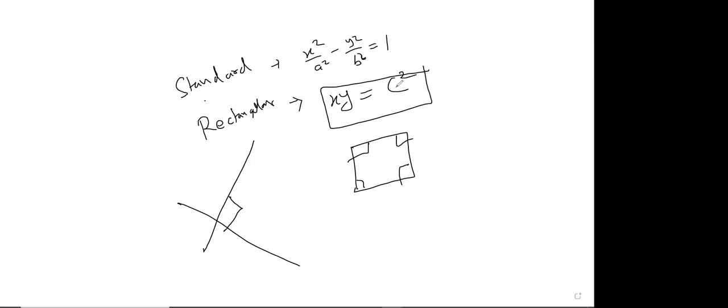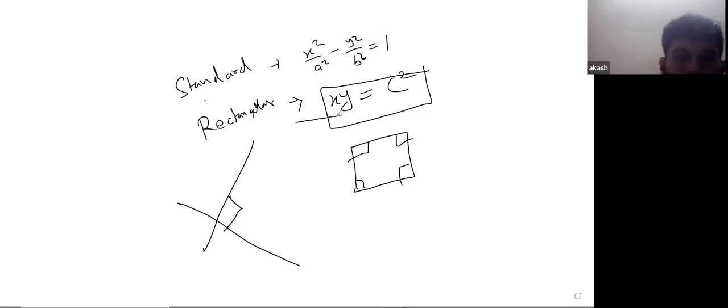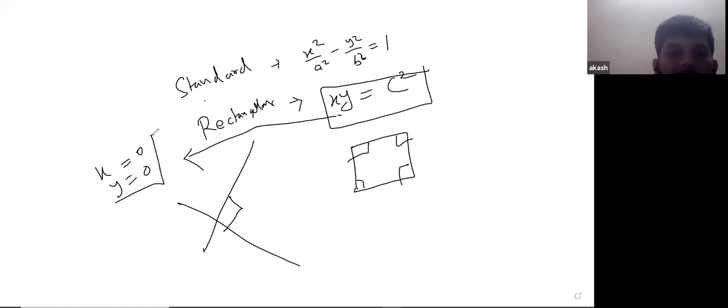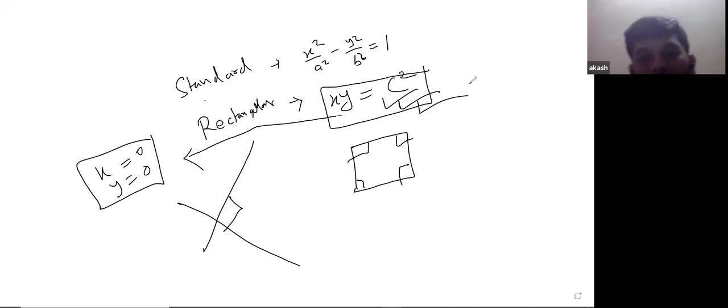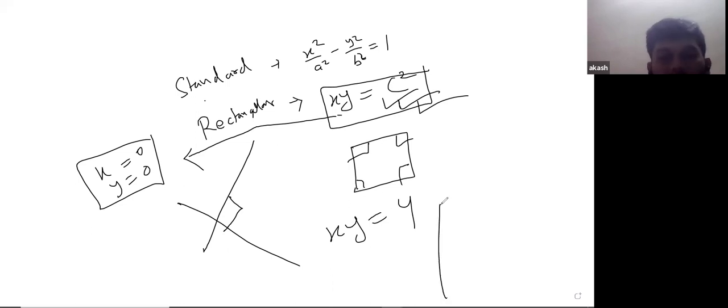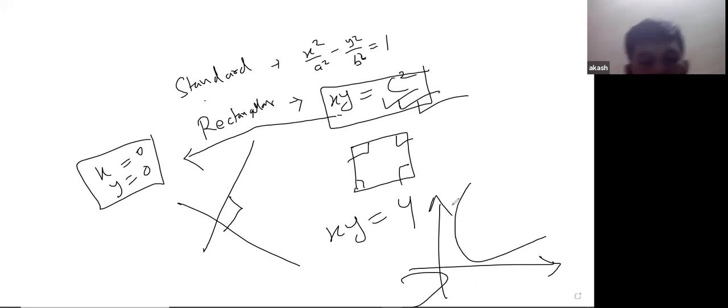This hyperbola has asymptotes x equals 0 and y equals 0, the x-axis and y-axis. If xy equals 4, then this is a rectangular hyperbola which has the x-axis and y-axis as asymptotes. This will be its graph.